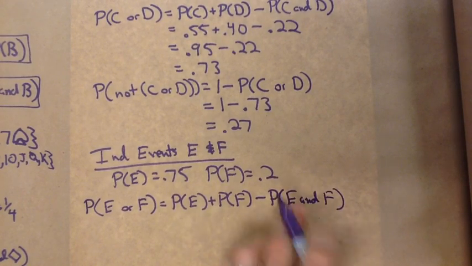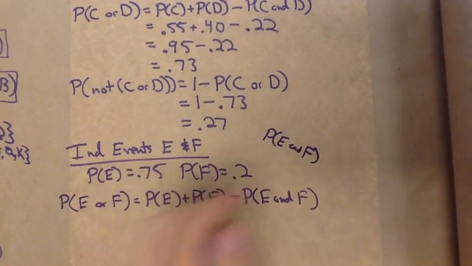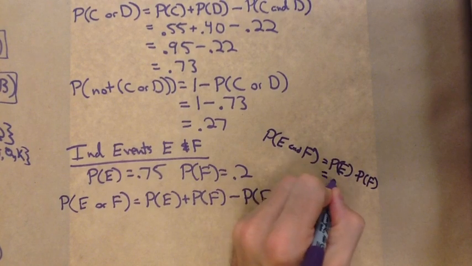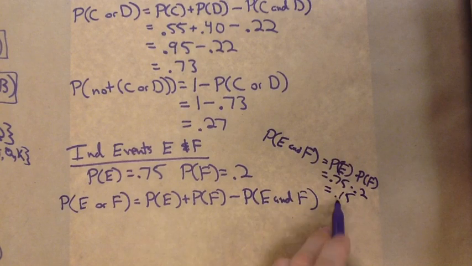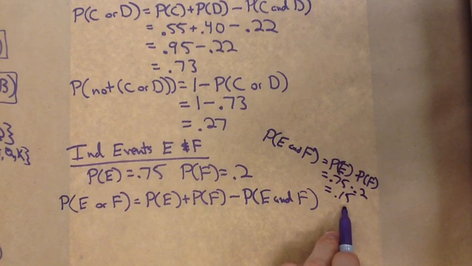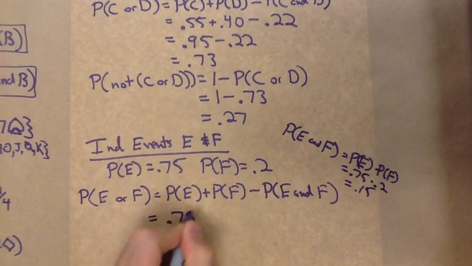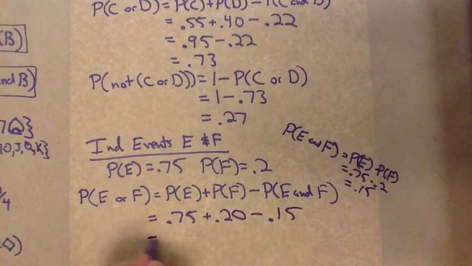So the way I figure this out is by saying the probability of E and F is equal to the probability of E times the probability of F, which is 0.75 times 0.2. So that's 15 hundredths or 15%. So now I can put these all together and I get 0.75 plus 0.2, we'll throw a 0 on there, minus 0.15. This is 95 hundredths minus 15 hundredths, we get 0.80 or 80%.